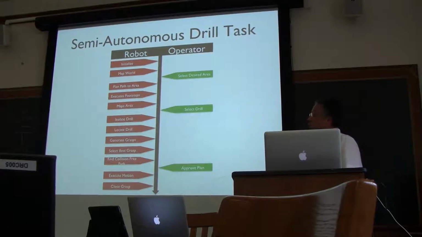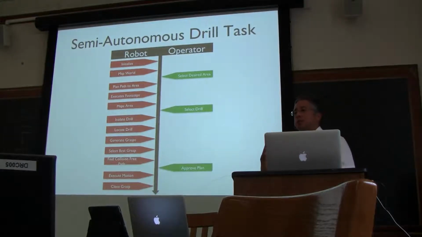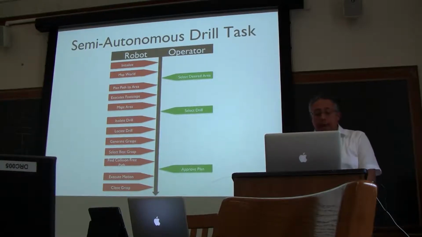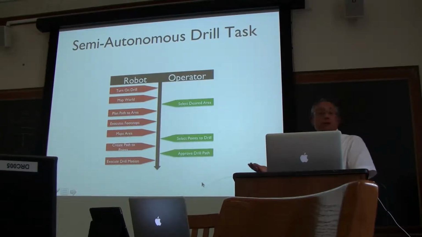Then a bunch of other autonomous behaviors are performed by the robot. We isolate the drill, locate it, and generate feasible grasps. We are not paying too much attention to the details here. For example, we are modeling the drill as a cylinder, and around the cylinder we look at certain grasps and evaluate those in terms of robot motions: which ones will cause collisions, which ones are easier to perform, and so on. Then it finds a collision-free path and sends it back to the operator, the operator approves the plan, and the robot executes the motion. Then it's time to cut a wall.